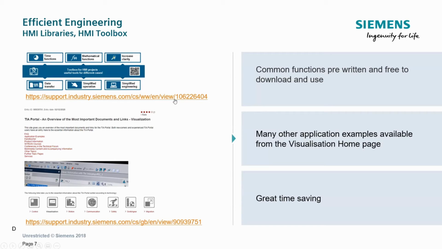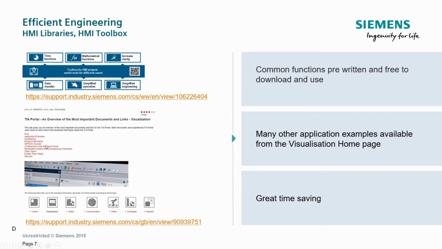But before we get there, I also wanted to point you at where we can find some other great HMI libraries. I've put a web link at the bottom of the screen, which takes you to this home page. This is the visualization homepage for the most important documents and links around visualization. From here you can also get to the most important information for things like control, motion, communication, safety, switchgear, and migration, so you can get a fast jump to all of those as well.